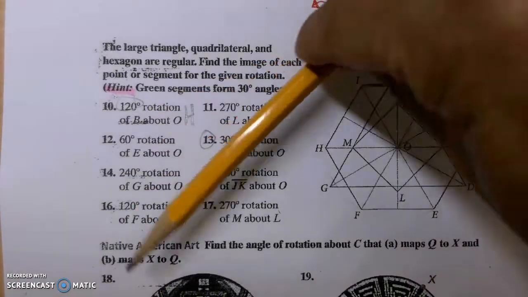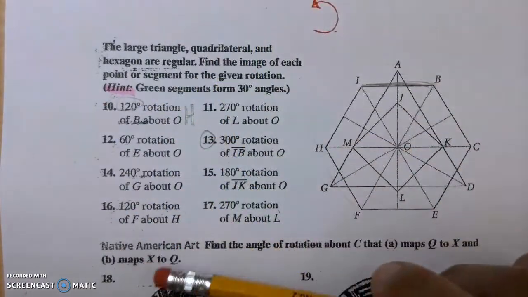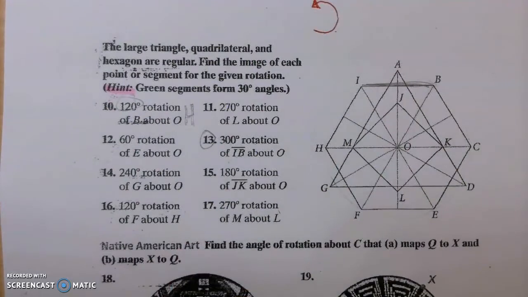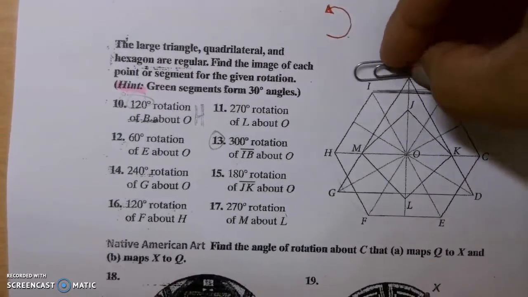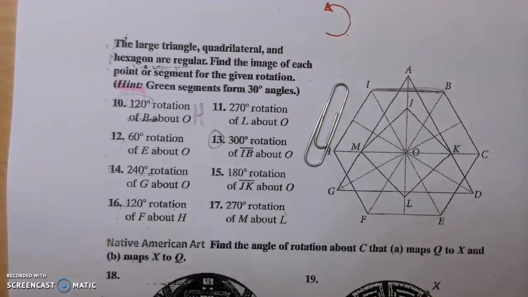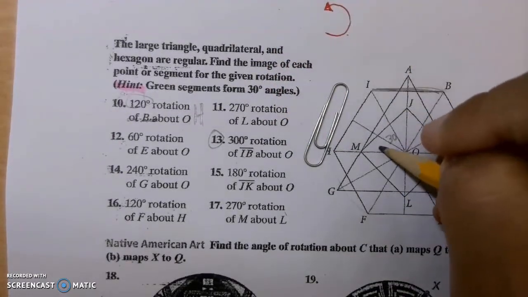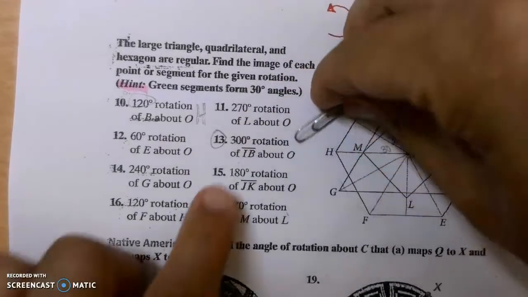This entire segment is going to rotate, like my pencil, 300 degrees. So actually, I will go I to B, this paper mark. To go from here to here, which is H to I, this is 30 degrees, 30 degrees, so that's 60 degrees. We're trying to get to 300.